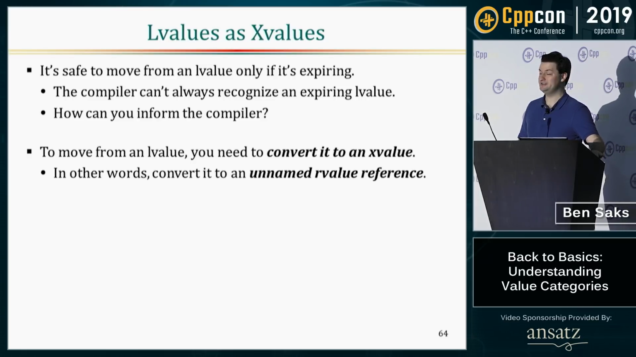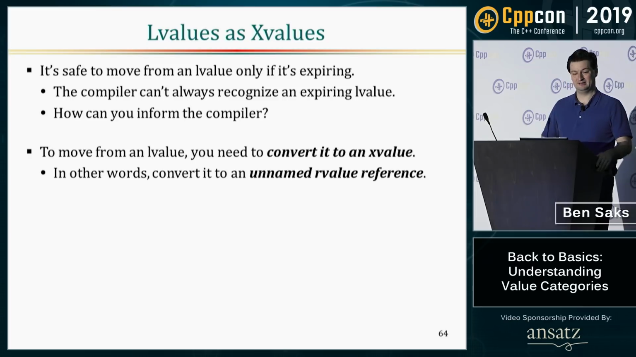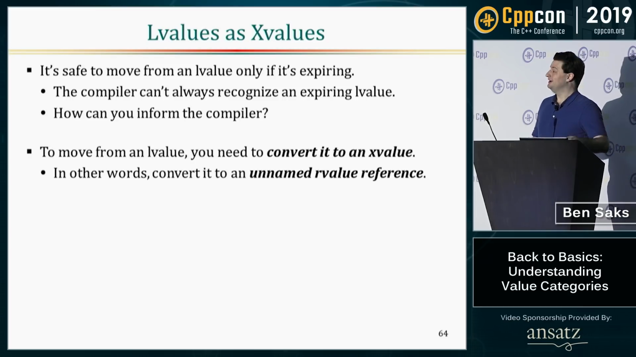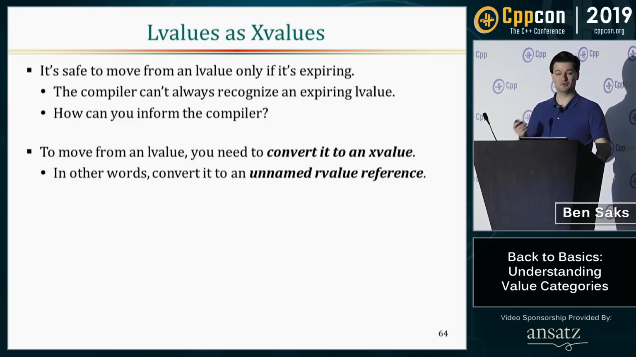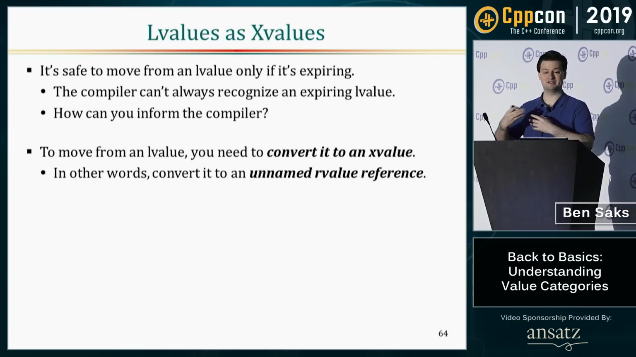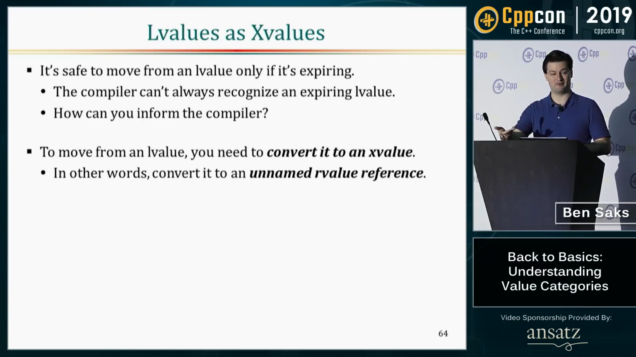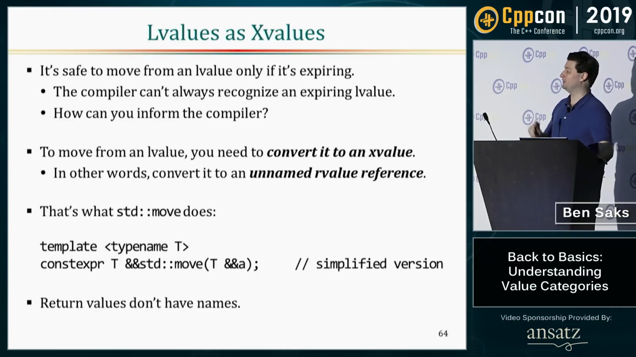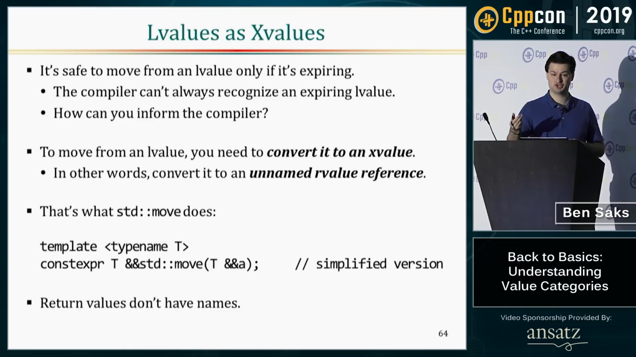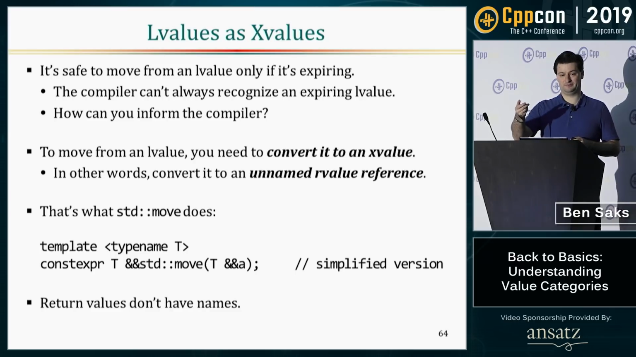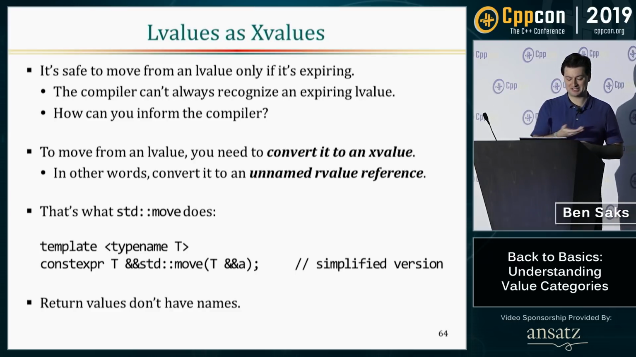We need to convert it into an xvalue, an expiring value. Specifically, we need to convert it into an unnamed rvalue reference, something that designates an object, but it designates a temporary object that's about to expire and can be safely moved from. And that's what the standard move function does here. When I call move on an object, that effectively performs a conversion of that object from lvalue into xvalue.